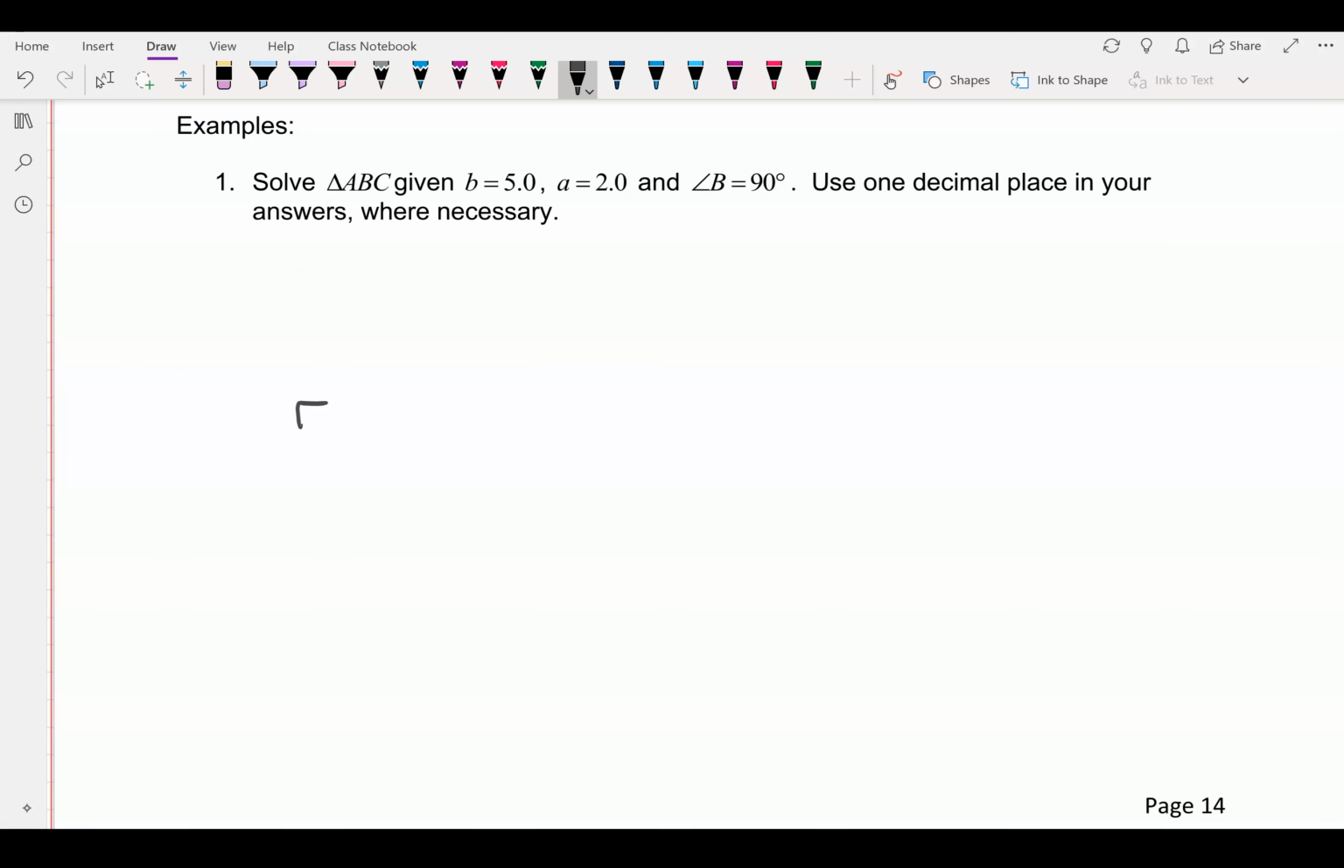This is my right angle here. Our right angle is B, so I'm going to write that on it. And then A and C, where you draw those is kind of irrelevant. It doesn't matter where you put it. You can put A on the bottom, you can put C on top. For the purposes of this question, I'm just going to go A, B, and C, just like this.